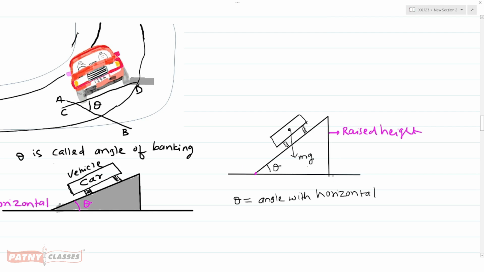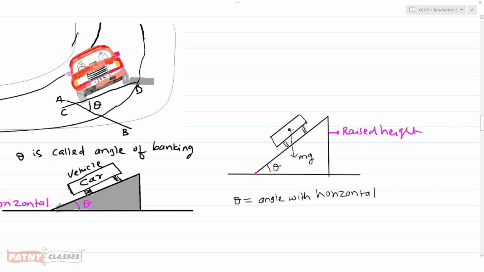So with the horizontal, it is making some angle theta. So theta is the angle with horizontal. And the weight of the vehicle is acting perpendicular to the ground, and it is acting in the downward direction.